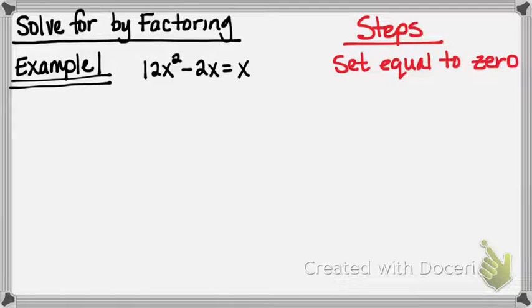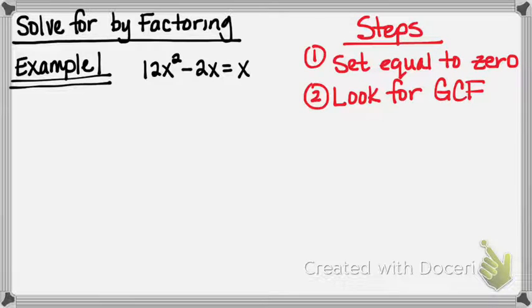We only have about 4 examples to do today. But I'm going to go really slow so you can copy down the steps. So set it equal to 0. And then your second step is going to be to look for GCF. Now, does anybody know what that represents, GCF? What is GCF? Greatest common factor. So these first 2 steps will never change.